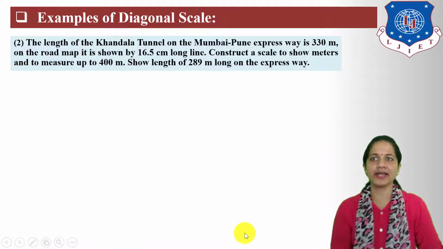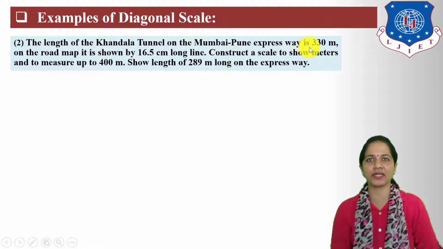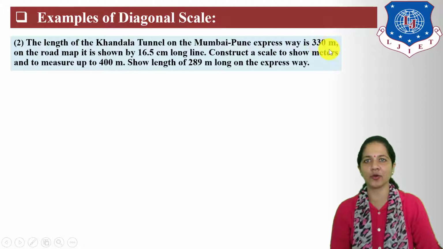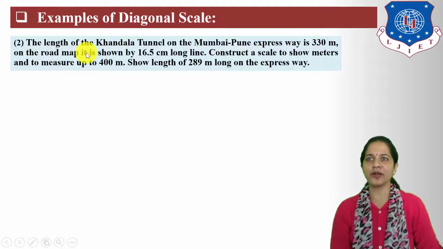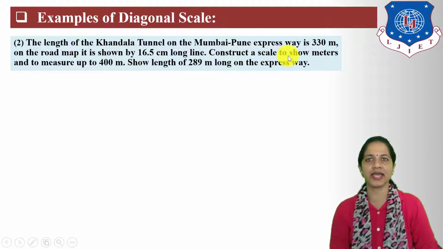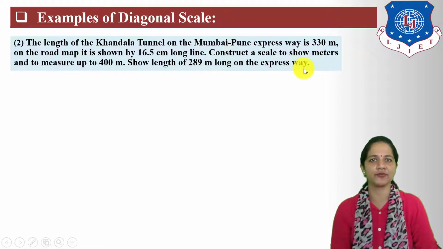Let us solve second example. The length of the Khandala tunnel on the Mumbai-Pune Expressway is 330 meter. On the road map, it is shown by 16.5 centimeter long line. Construct a scale to show meter and to measure up to 400 meter. Show length of 289 meter long on the expressway.